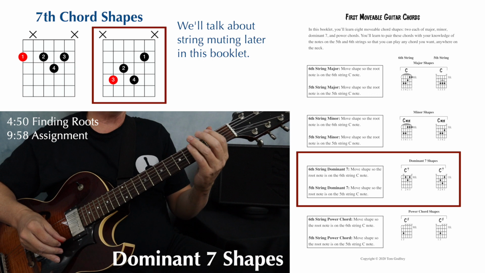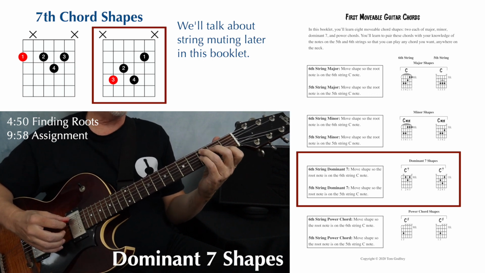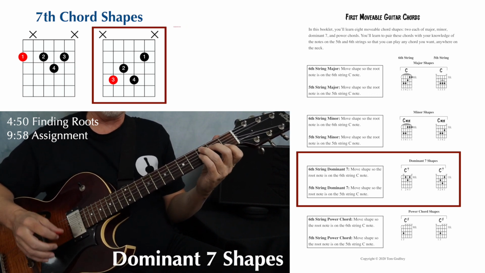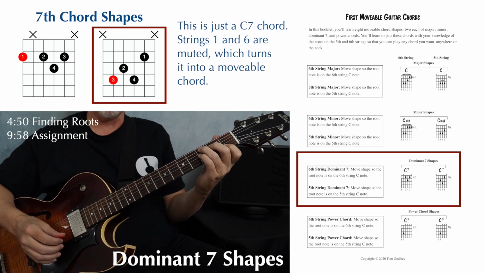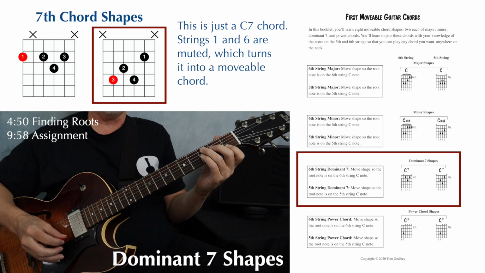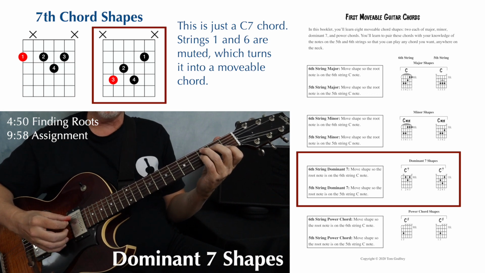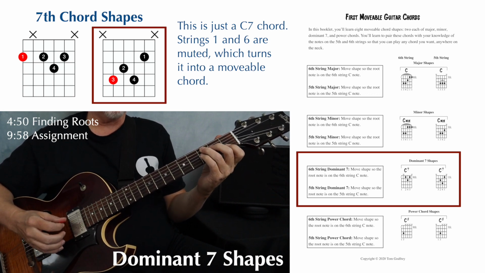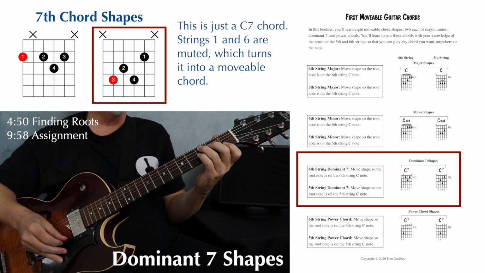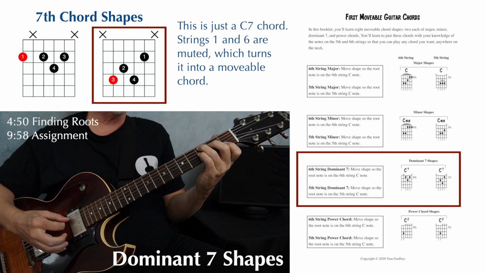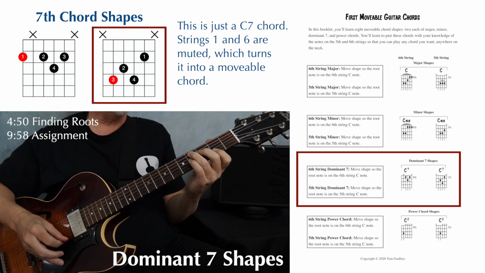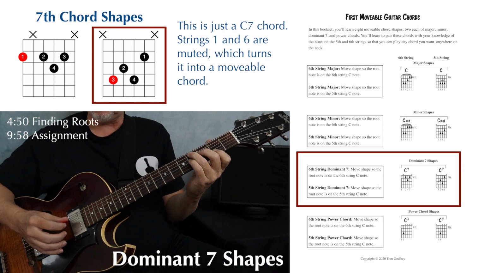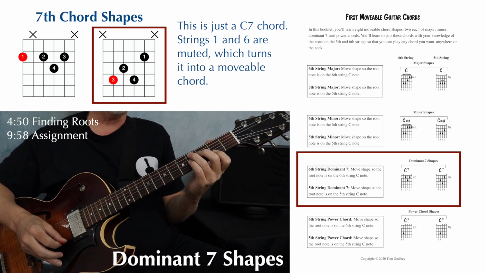The other dominant 7 shape you'll learn will have the root on the 5th string, and this is actually the C7 chord that you probably already know, except we're muting the 1st string. If you mute the 1st string, now you have no open strings, and you have a movable chord shape. This is a C7 because I'm placing the root note on that C, string 5, fret 3. If I were to move it up 1 fret, now my root note is on the C sharp or D flat, depending on what you like to call it, and that would be a D flat 7.